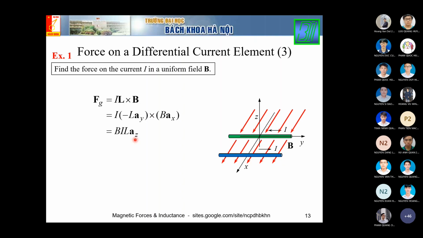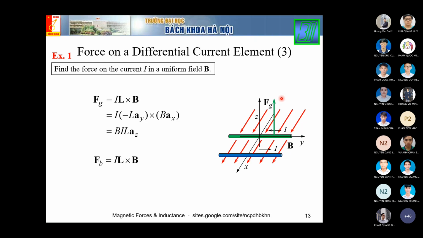According to the result just found, we can see that because B, I, and L are all positive, the force here is alongside the positive direction of a_z, like this, the green force.